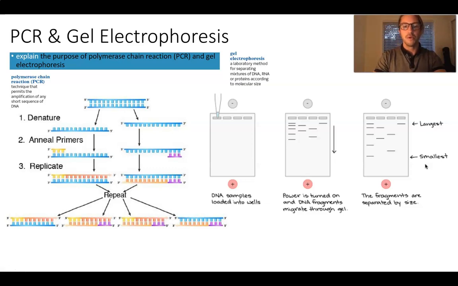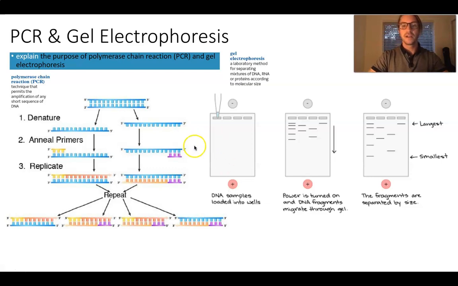So how do they move? Well, we run a current through the gel. And since DNA is negatively charged, that DNA moves towards the positive electrode down the end here. This allows us to visualize our DNA strands.